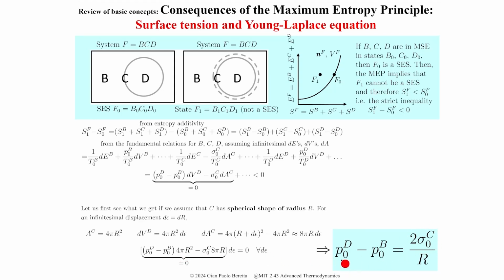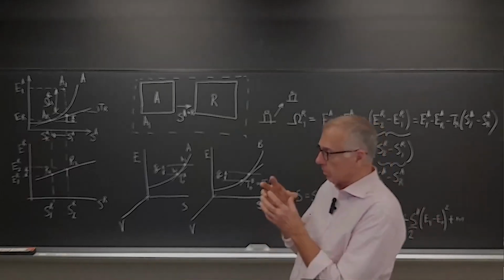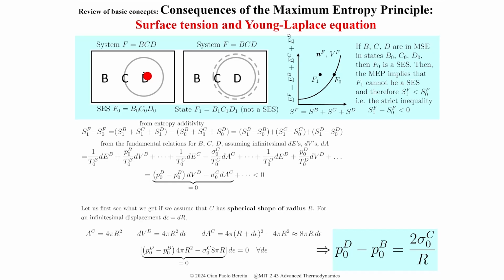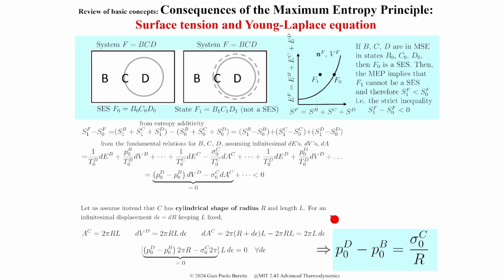And so you find that the condition for mutual equilibrium between those three systems is that the pressure inside the drop must be greater than the pressure of the outside by the surface tension multiplied by 2 over r. Now, if you repeat that for a cylindrical shape, we just skip that, but here are the details. You get a similar expression only with 1 over r.